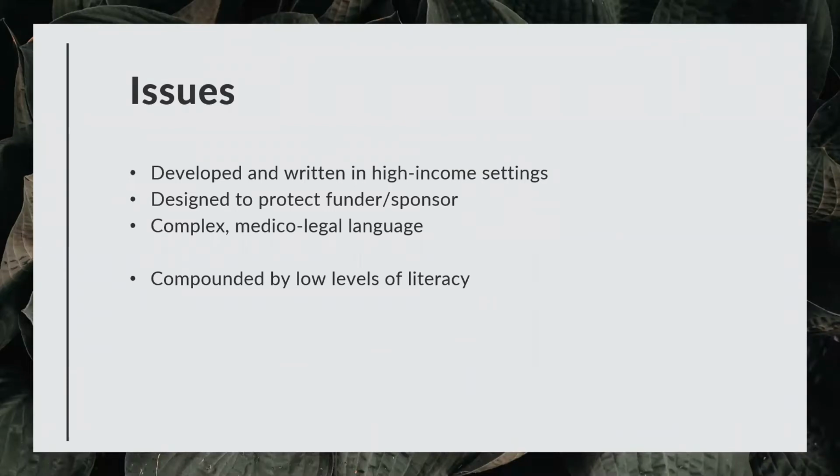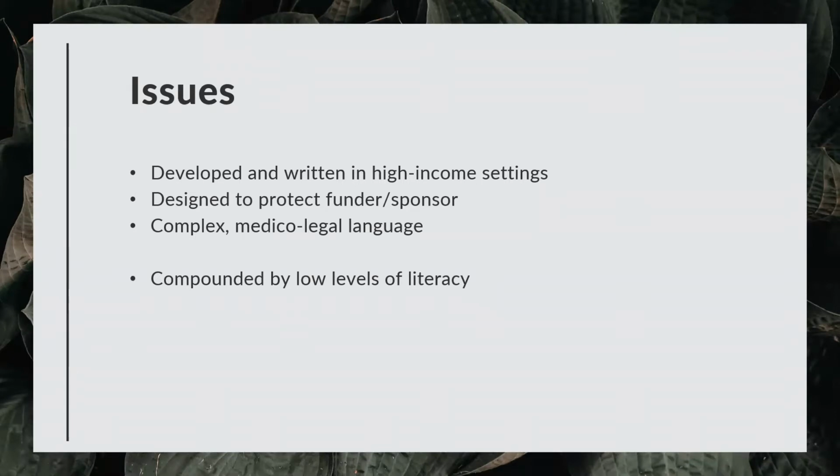Some of the issues that have been identified by academics over the years looking at the informed consent process in low and middle income countries relate to the fact that a lot of these trial materials, so participant information leaflets and consent forms, are written and designed in English in a high income setting, and they're really designed to suit the needs of the funder and the sponsor. And although they may follow ethical procedures, in practice, they're often not actually serving the purpose that they are designed to do. And the complex medical legal language that is used is often not understood by potential participants.